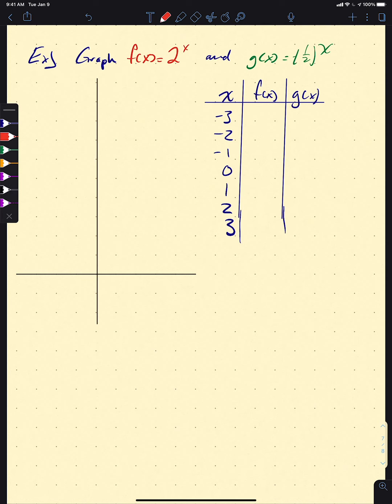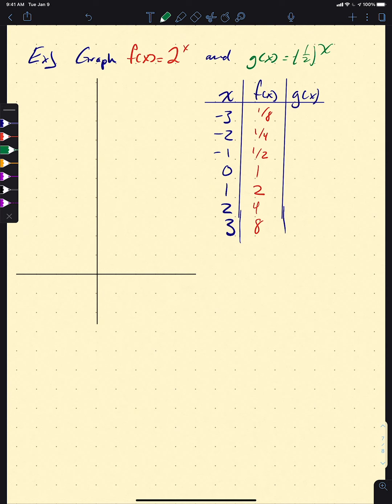So let's start with f of x first. 2 to the -3 is going to be 1/8, because the negative makes it into a reciprocal. 2 to the negative 2 is going to be 1 over 4. 2 to the negative 1 is 1/2. 2 to the 0 is 1. 2 to the 1 is 2. 2 squared is 4. And 2 cubed is 8.